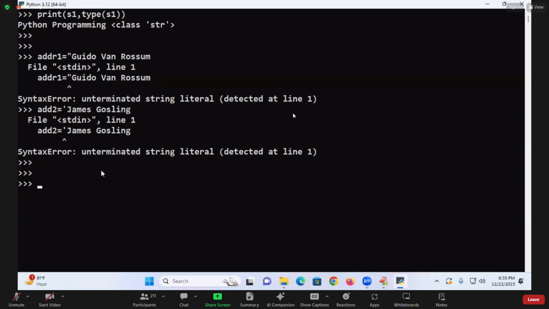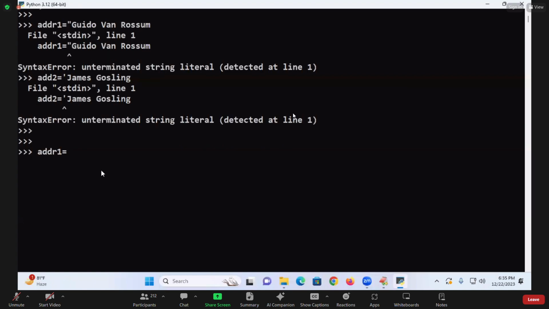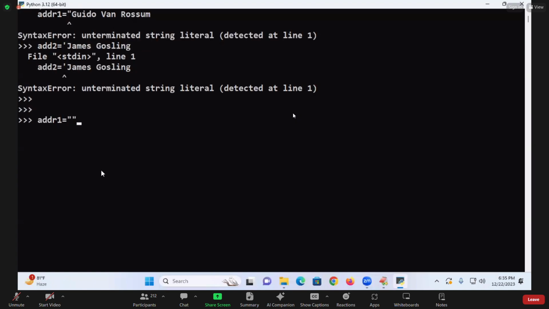Please follow now. ADDR1 is equal to, today we are starting triple double quotes. Spell out once: triple double quote. Three double quotes is called what? String. Concentrate.